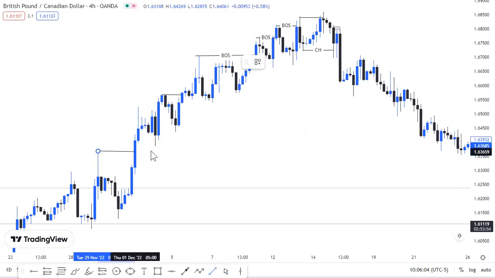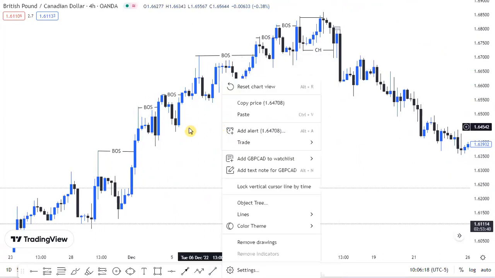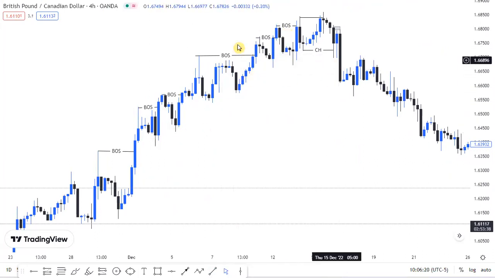We have our break of market structure, and this is the break of market structure, the BOS. We also have a break of market structure here, and here we also have a break of market structure. But our major concern is what, on the 1 hour time frame.